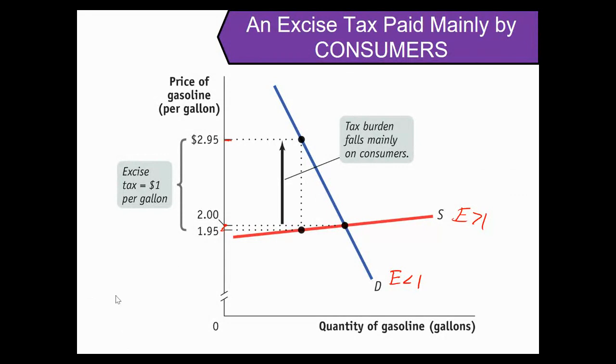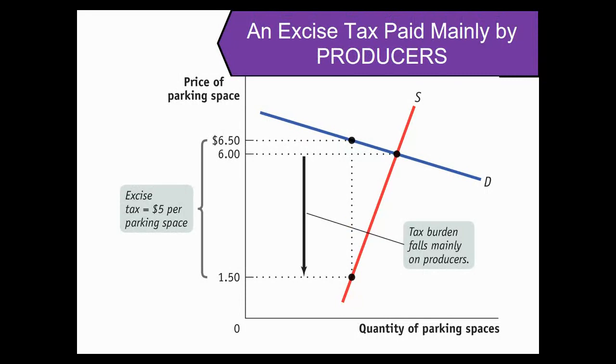Whichever curve is more inelastic will burden the greater tax. If we take a look here, we can see the demand curve is elastic and the supply curve is inelastic. So we can see here this $5 excise tax. The majority of the tax is burdened by the producer because their curve is inelastic, where the demand curve is very elastic. So the consumer only burdens a small amount of that tax.